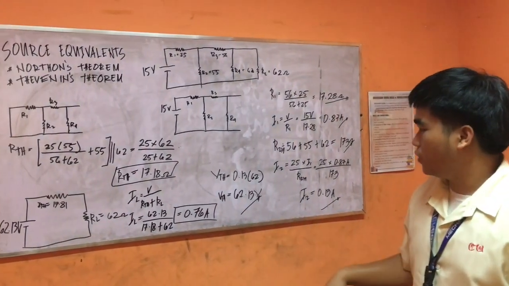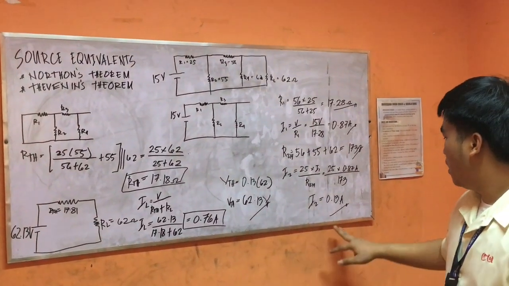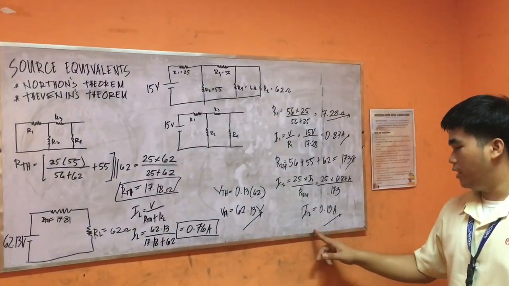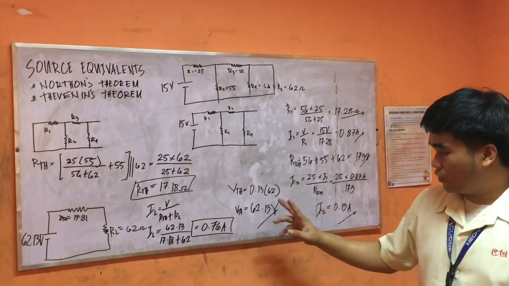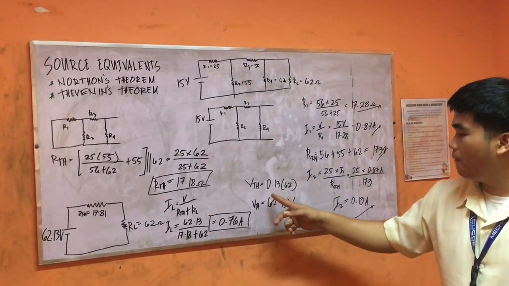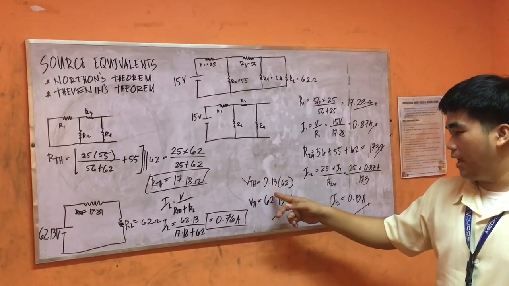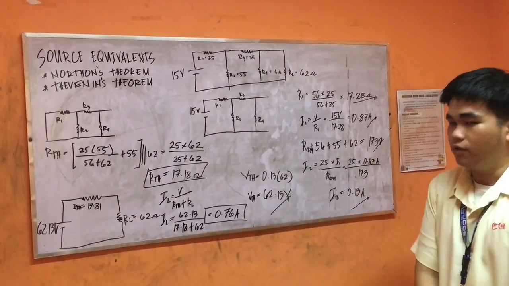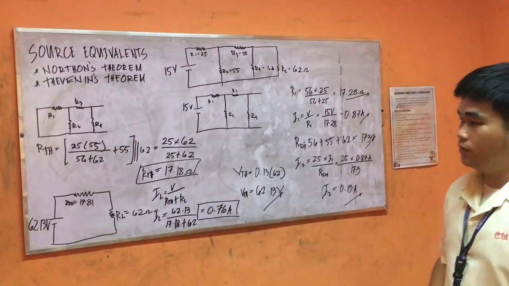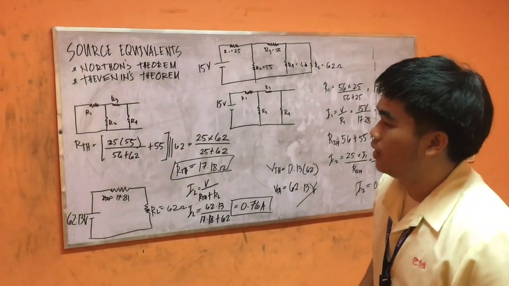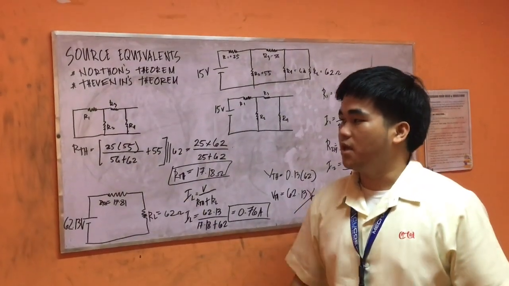So now we have the current I2. So we have to solve the voltage, the Thevenin's voltage. So we have 0.13 times 62 is equal to 62.13 volts. So next we have to solve the Thevenin's resistance.